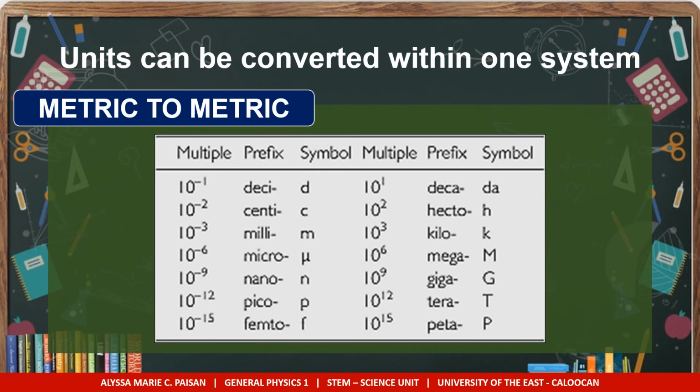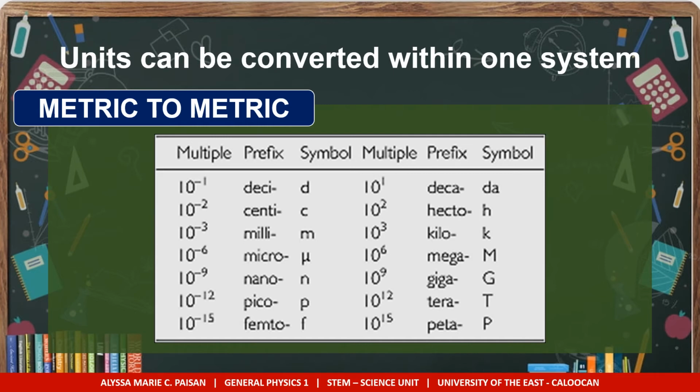Now, to convert from one metric unit to another, we need the prefixes seen on this table. Each prefix has an equivalent which is a multiple of 10. Deci means 10 raised to negative 1. Centi means 10 raised to negative 2. Milli means 10 raised to negative 3. Micro means 10 raised to negative 6. Nano means 10 raised to negative 9. Pico, or in other languages it's pico, it's equivalent to 10 raised to negative 12. Femto is equal to 10 raised to negative 15.